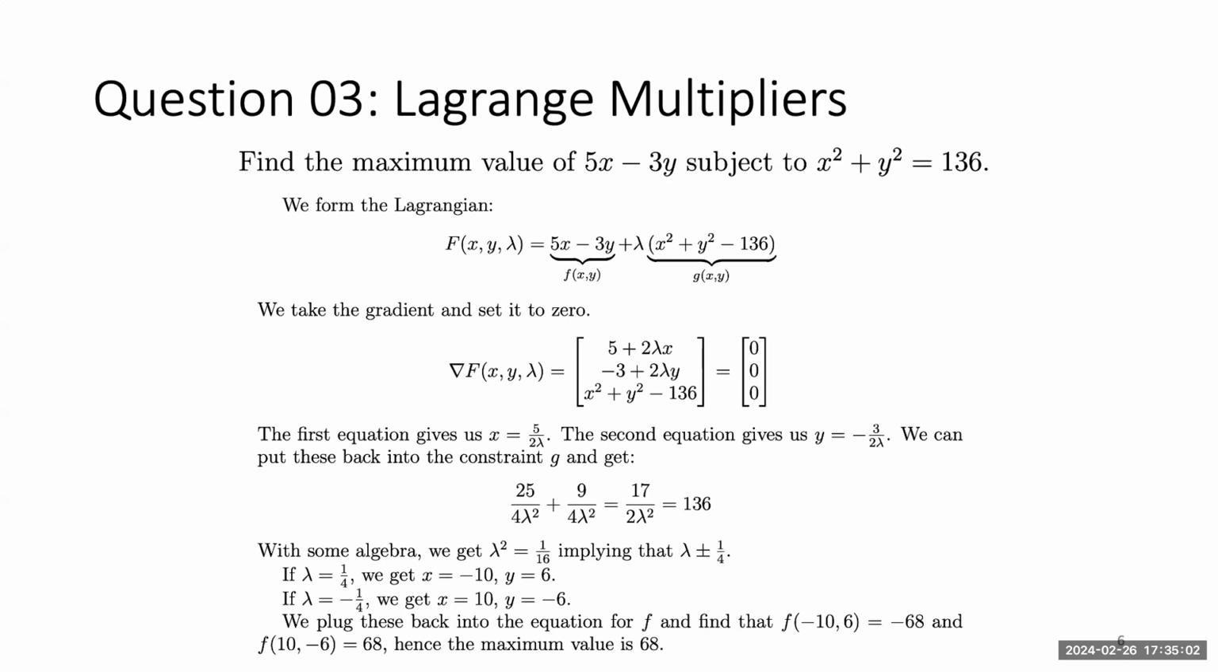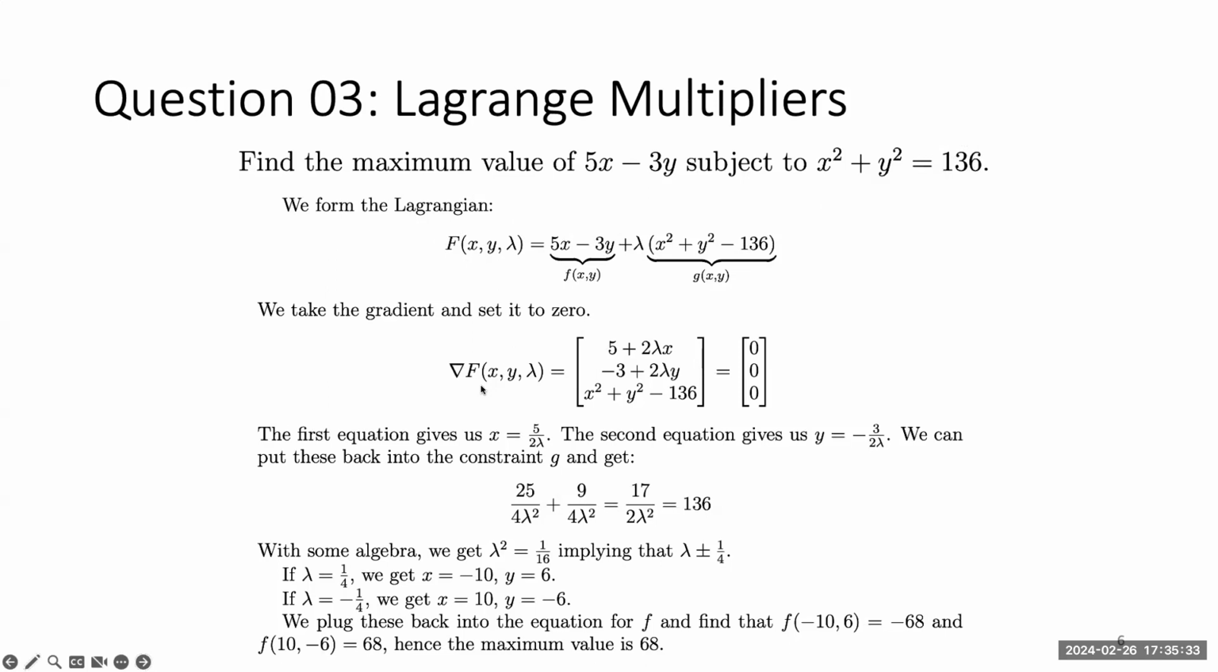Whenever you see a question like "find the maximum value of this subject to some constraint," you should immediately think about forming the Lagrangian F of x, y, and lambda, which is equal to this part from f, and then this part from g. Whenever you have g, make sure you move the 136 to the other side because you want to make it equal to 0.